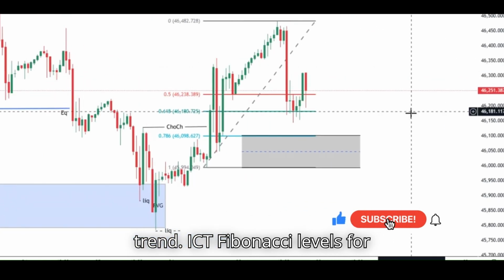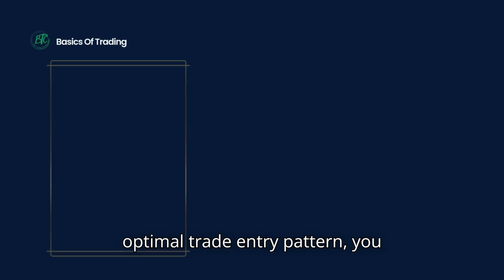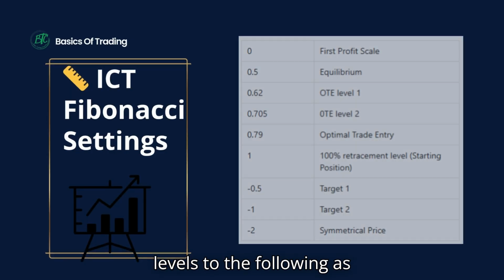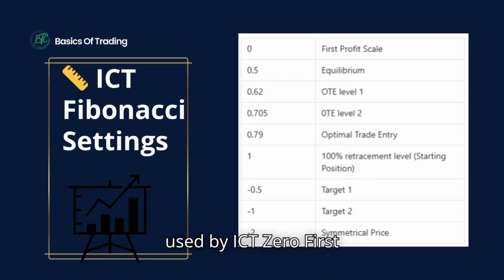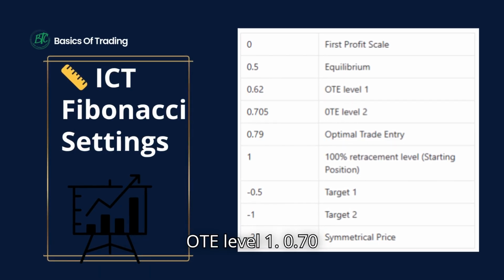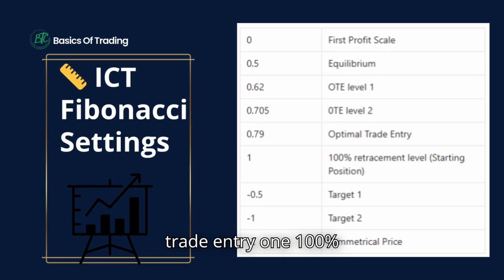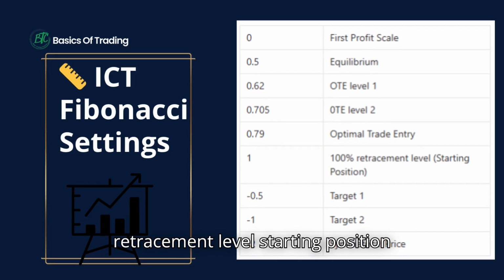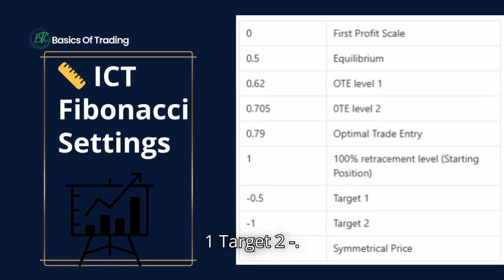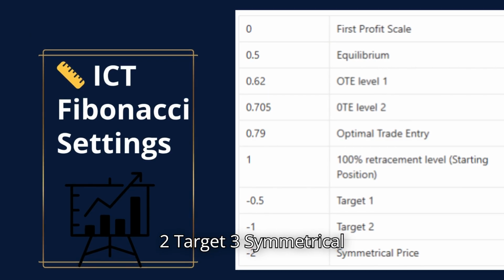ICT Fibonacci levels for OTE setup. To use ICT Optimal Trade Entry Pattern, you should set your Fibonacci retracement levels to the following as used by ICT. 0, first profit scale, 0.5, equilibrium, 0.62, OTE level 1, 0.70, OTE level 2, 0.79, optimal trade entry, 1, 100% retracement level, starting position, minus 0.5, target 1, minus 1, target 2, minus 2, target 3.